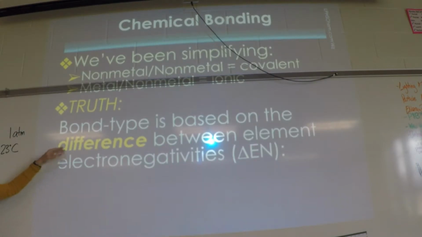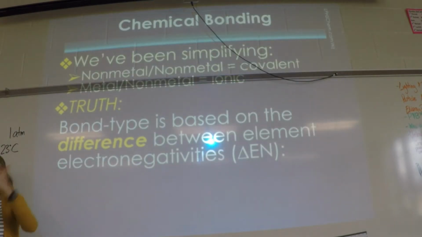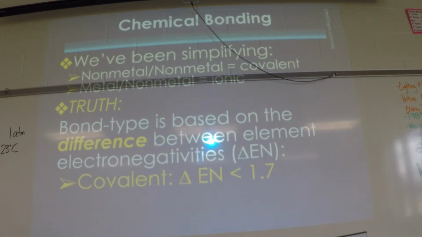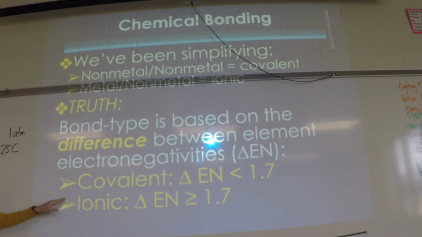In a sense, you could think of it as these 2 atoms having a tug of war. We're going to compare their strengths to see what the end result is. Is it going to be equal, unequal, or a complete transfer of electrons? The breakdown is, covalent is less than a 1.7 difference. Sorry, I said greater, I meant less than. Ionic is greater than or equal to 1.7.